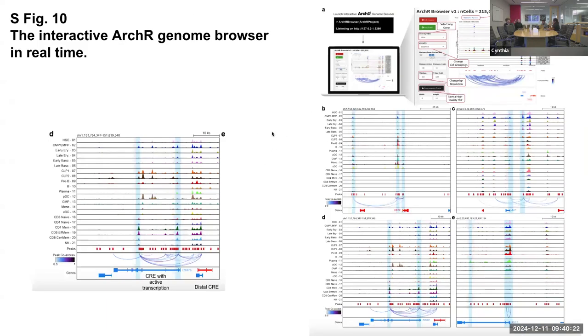Before mentioning this, I want to show that they also show how the signals are related with these co-accessibility regions, and also where we can find the peaks, and also gene names related with the data. They incorporate an integrated ArchR genome browser that works in real time. This is a figure depicting this, in supplemental figure 10. So interactively, we can select the genomic region as well as the genes, and also change the size of the window to look at the tracks.